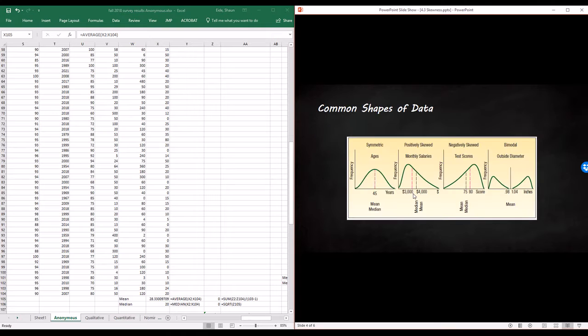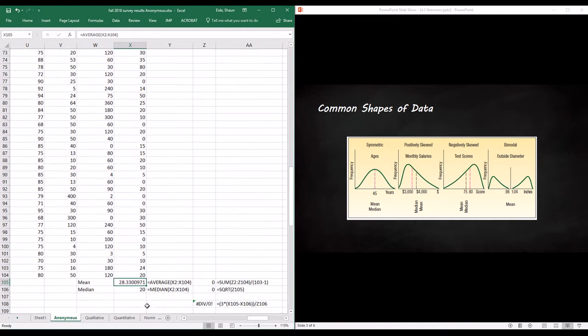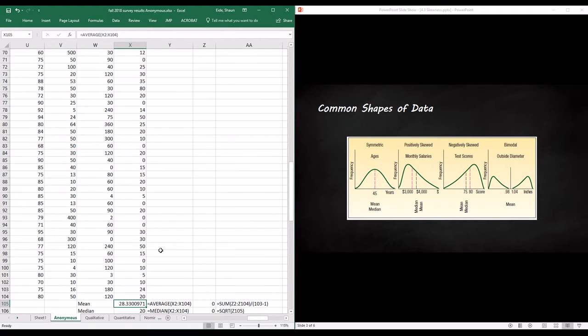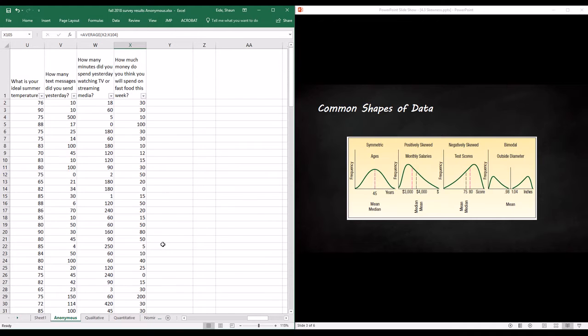So already we know, based on this information, let's see if we can zoom in a little bit. We know based on this information, if the mean is greater than the median, then it is positively skewed. But we want to know how positively skewed it is. Okay, so what we're going to do now is calculate the standard deviation.